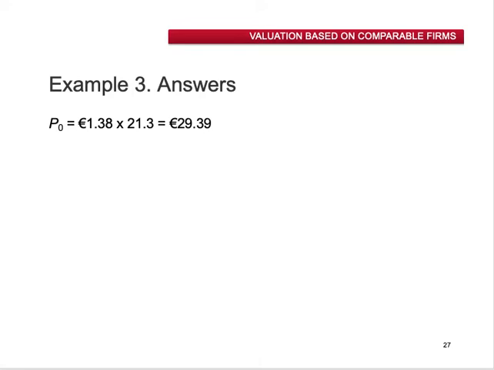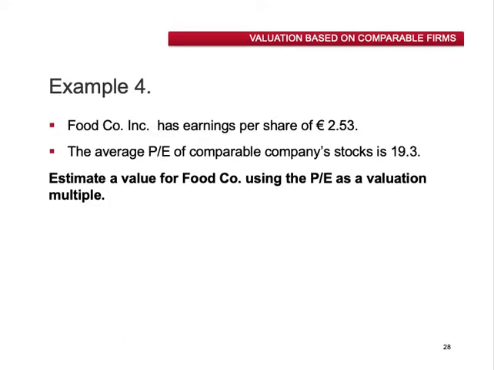We estimate the share price for Zara Home by multiplying its earnings per share by the PE of comparable firms. So the price of Zara Home is €1.38 times 21.3, so the price of the stock of Zara Home would be €29.39. This estimate assumes that Zara Home will have similar future risk, payout rates and growth rates to comparable firms in the industry. And another one, example number 4.